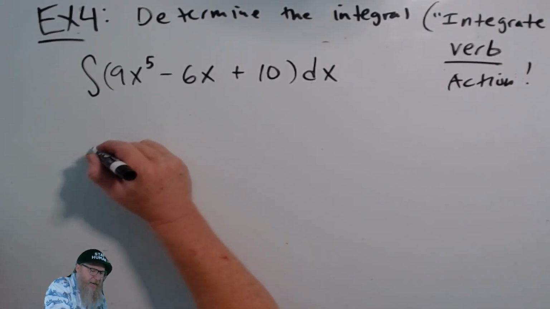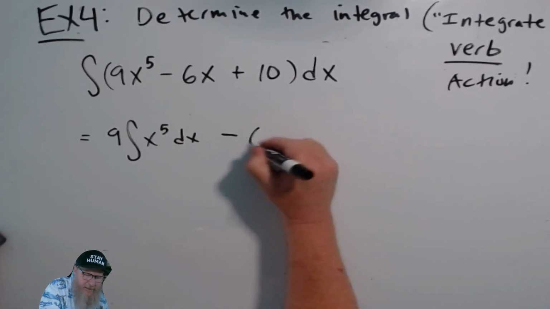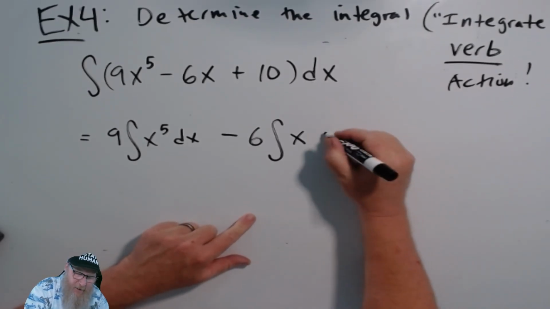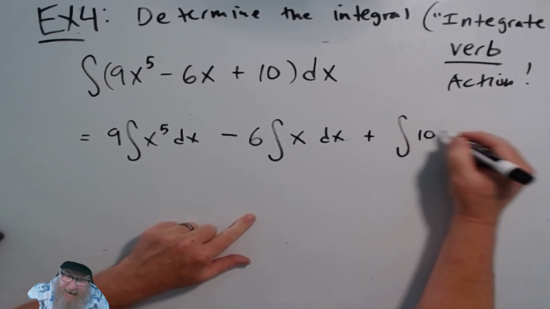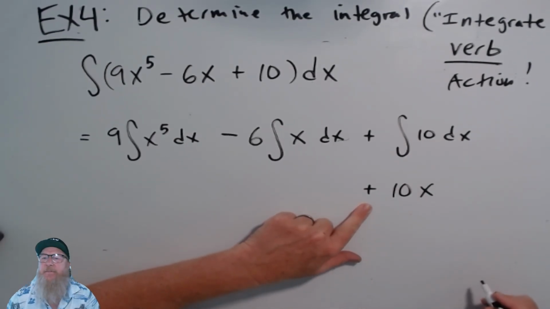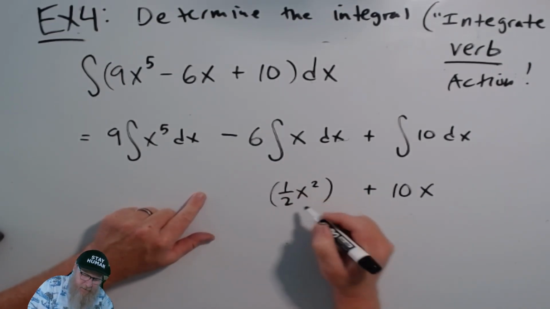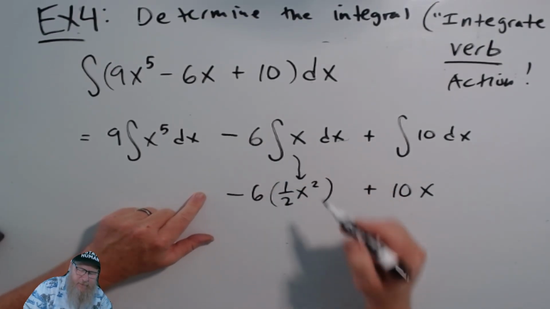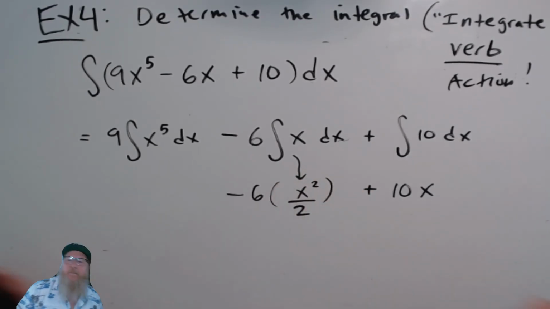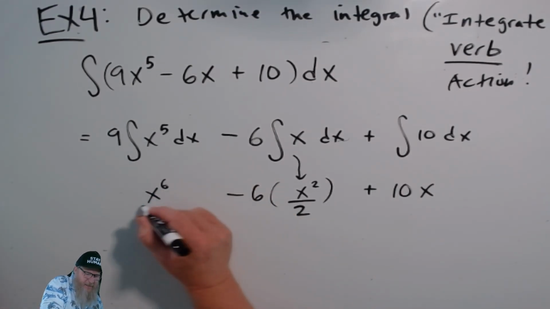So the integral of 9x to the 5th, well, that'll be 9 times the integral of x to the 5th minus 6 times the integral of x dx. These all have dx's, plus the integral of 10. I'm going to work backwards. The integral of 10 is 10x. The integral of x is 1/2 x squared. Or you could say x squared over 2. Same thing. The integral of x to the 5th is x to the 6th over 6.